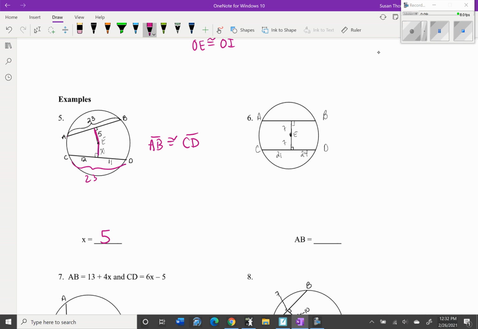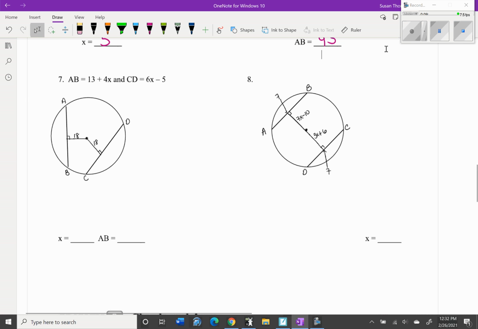Looking at the next one, we want to find the measure of AB. So this length and this length are the same, which means that CD has to be congruent to AB. So that means then that if we know CD's length is equal to 21 plus 24, which gives us 45, that means AB is also equal to a length of 45.